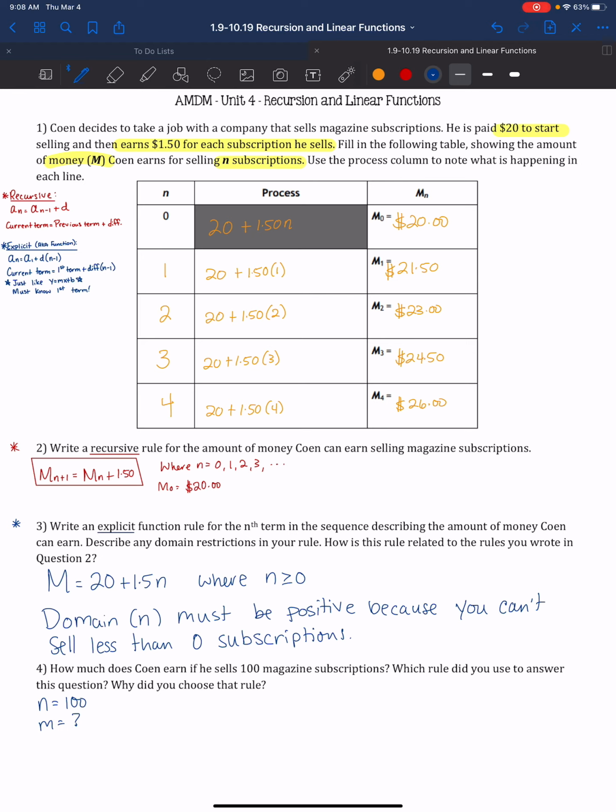So what I'm going to do is I'm actually going to use the explicit rule. And the reason is because I don't know what values come before 100, okay? I just know that he has 100 subscriptions sold. So I'm going to say money, M, is equal to $20 to start plus $1.50 for every subscription he sells. And we know that he sold 100 subscriptions, so I'm just going to put 100 right there. So if I calculate this, I should get M is equal to $170.